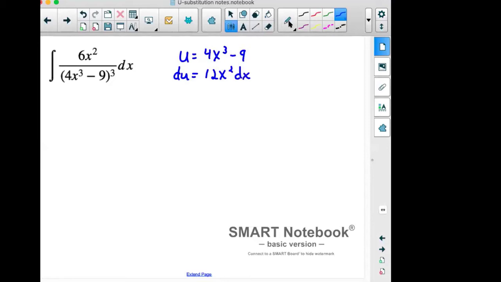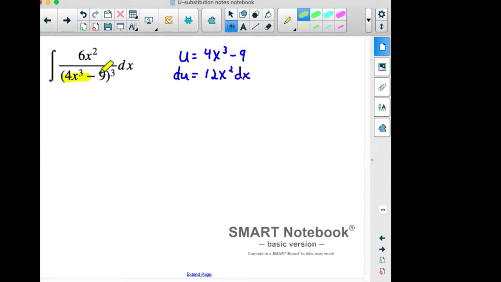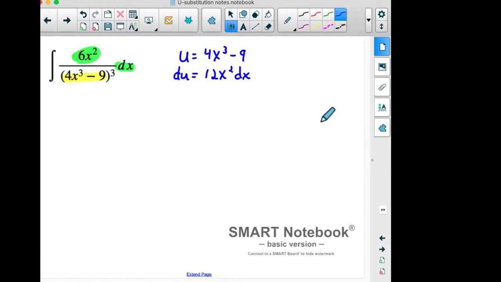All right, so I'm going to check my function. And I have, this is my inside, so that's taken care of. And then what's left over is 6x squared dx. So how can I fix this so that it's 6x squared dx? We would divide by 2. We'll divide by 2. So I get du over 2 is equal to 6x squared dx.